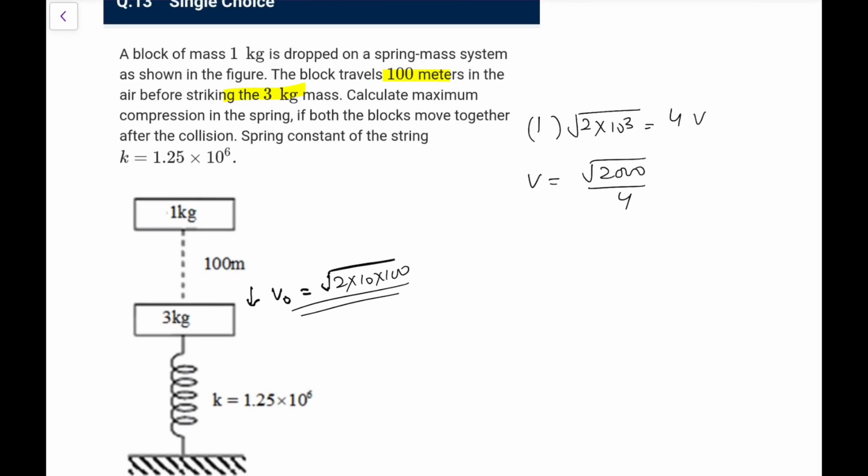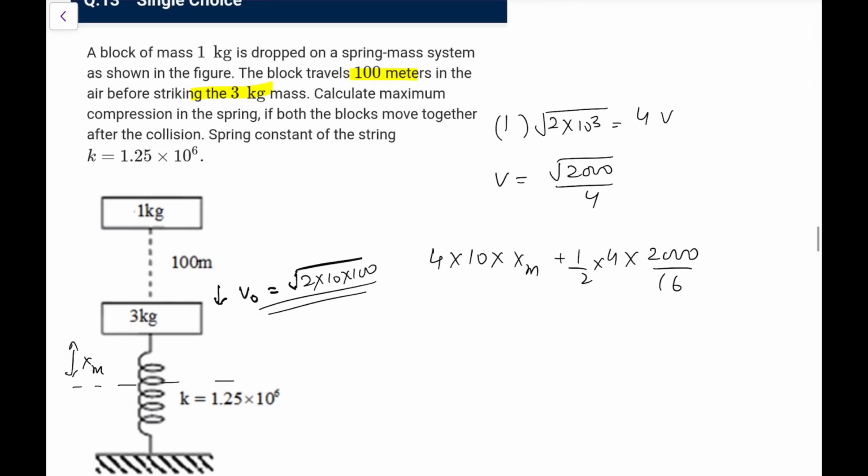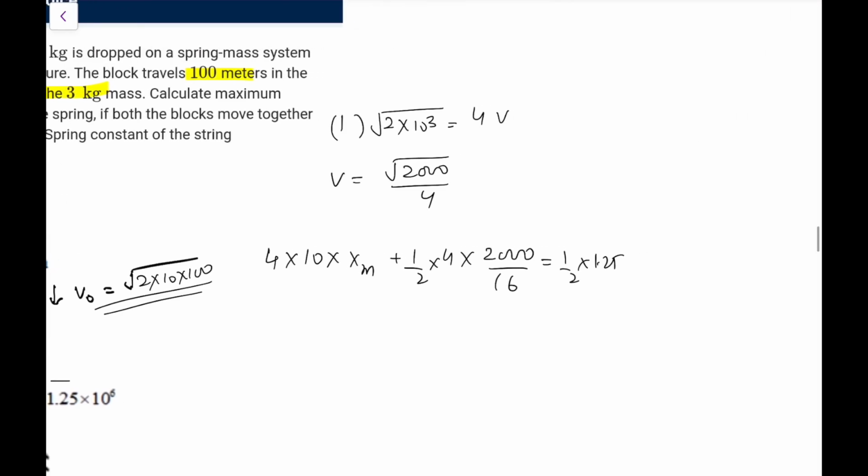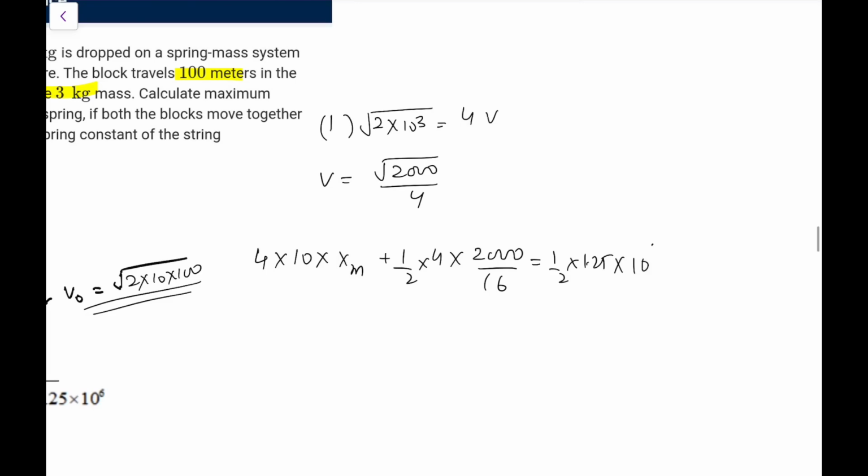Now we can do the energy conservation analysis. Let's say the spring is compressed by distance x max. The loss in potential energy is mg x max, that is 4 into 10 into x max. Loss in kinetic energy would be half into 4 into v square, which is 2000 by 16, and that would be equal to the gain in spring energy, which is 1.25 into 10 to the power 6 into x max square.